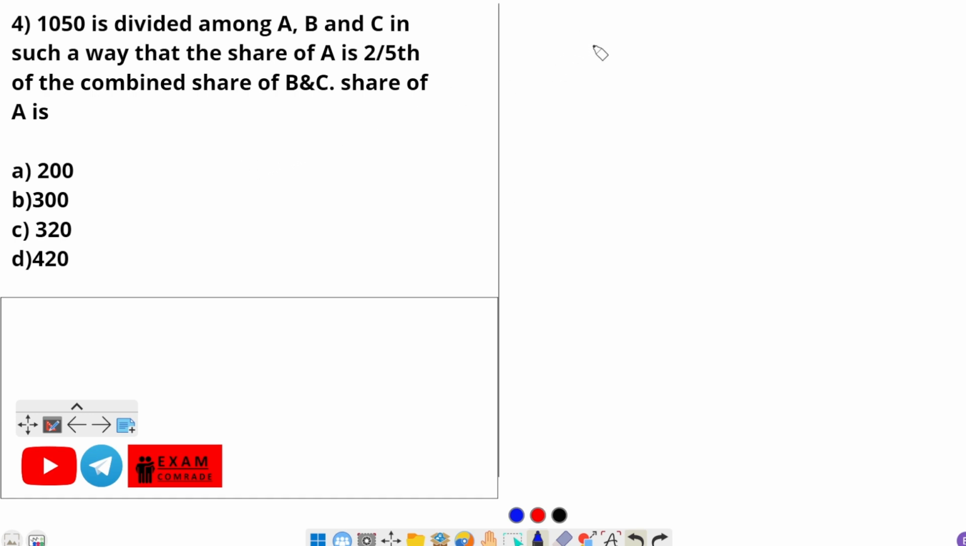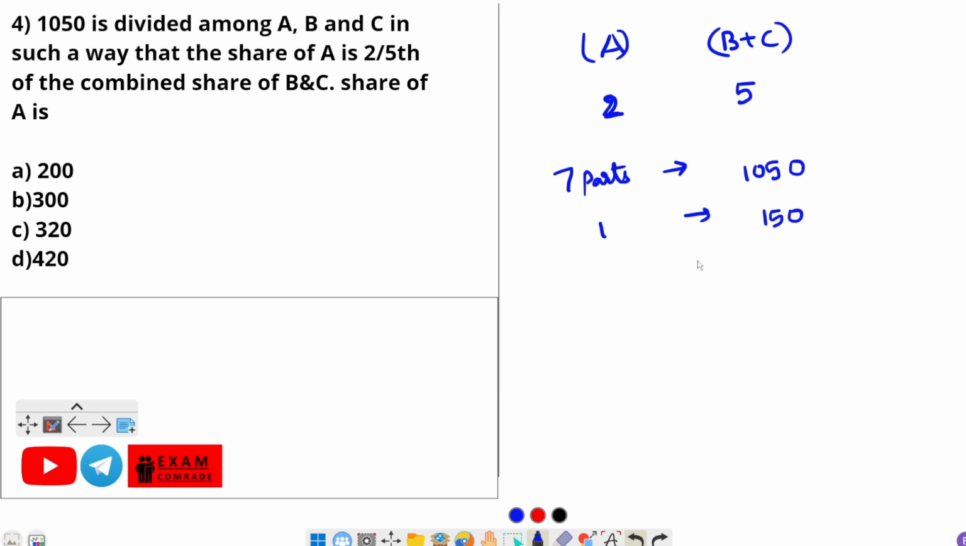In this question, 1050 is divided among A, B, C in such a way that A's share is 2/5 of B plus C. As A's share is given as 2/5 of B plus C, let's assume B plus C as 5. So we'll get A as 2. So total A plus B plus C is 7 parts. 7 parts value is given as 1050. So 1 part value is 150. What is asked is the share of A? 2 parts. Share of A is 2 parts, that is 2 into 150, 300.